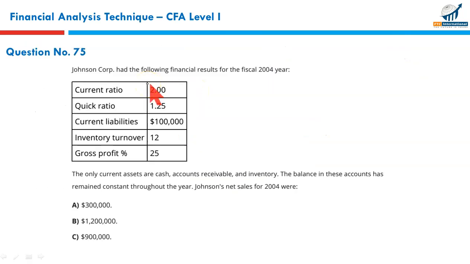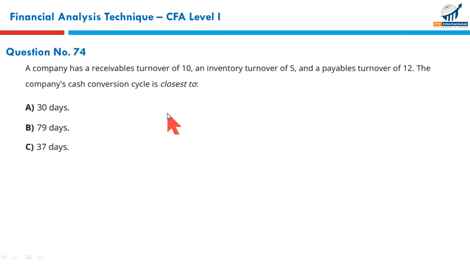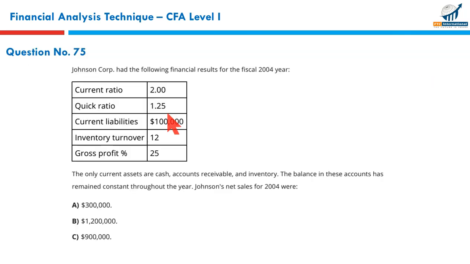Now, something bigger. Johnson Corporation had the following financial results for the fiscal year 2004, right? What are we required to do? The only current assets are cash. We have been given current ratio. We have been given quick ratio. Did we miss any question? I think no, we didn't. So we have been given current ratio, quick ratio, current liabilities, inventory turnover, and gross profit percentage.